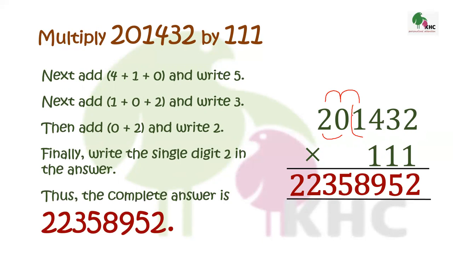So just remember, whatever the number of digits you have in your multiplier, the same number of digits you have to add at a time. So out here, I started with single digit and then double digit, and then 3 digits at a time, 3 digits at a time. After that, again 3 digits at a time, and then 2 digits at a time, and finally the last digit as it is. So these were the steps involved in multiplying by 111.